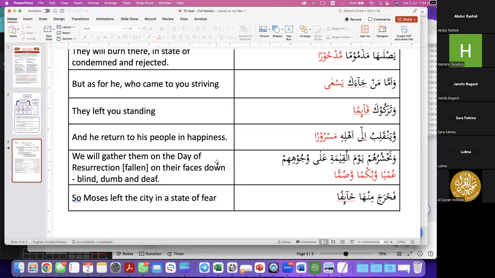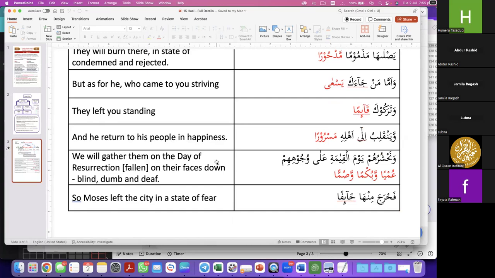Wa yanqalibu. Yanqalibu, he returns or he will return. Inqalaba yanqalibu ila ahlihi masruran. They will be returning to their family in a very happy mood, smiling. So what is the Dhul Hal here? Masruran means in happiness, a happy state. So who is returning? Huwa. It's not ahlihi. It's the subject of inqalaba. Sister Humera.